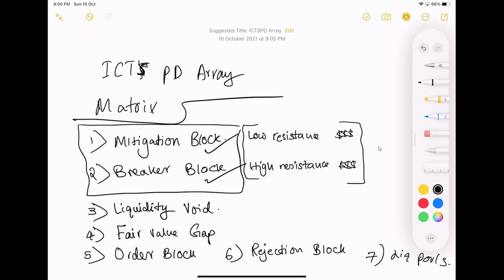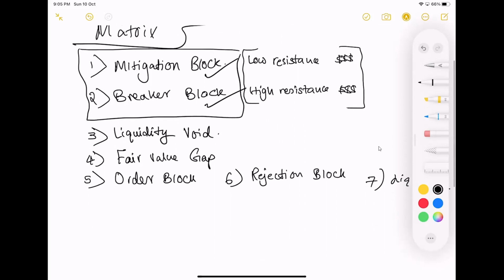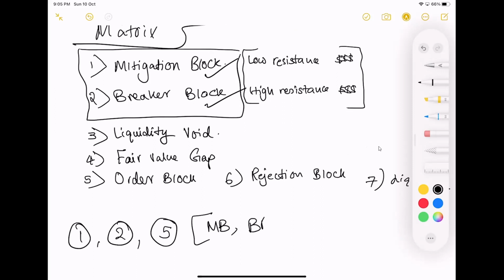Now, here's what you are going to be focusing on the majority of the time in terms of actively looking at price action. You want to be focusing on number 1, number 2, number 5. So you want to be focusing on mitigation blocks, breaker blocks, and order blocks.